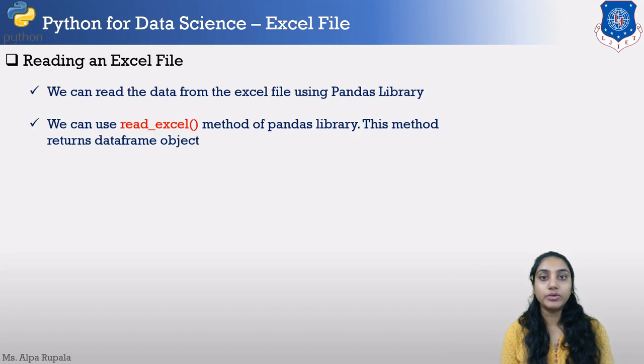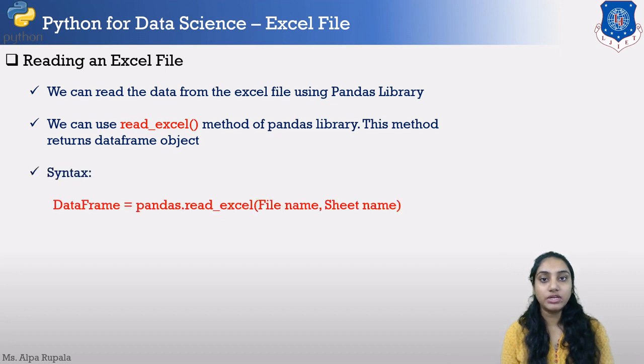So for reading an Excel file, we are going to use the Python pandas library. In this pandas library, we are going to use the read_excel method. The syntax of the read_excel method is pandas.read_excel. In the brackets, the first argument will be the Excel file name and the second argument will be the sheet name.